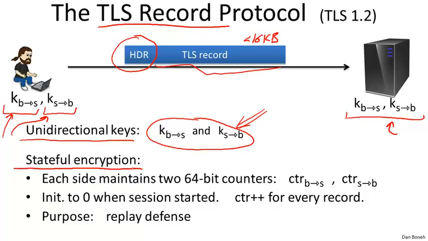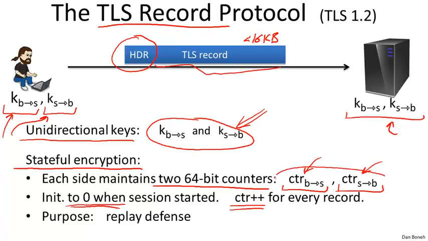In particular, the state that's of interest to us are these 64-bit counters. There are two 64-bit counters, one for traffic from browser to server, and one for traffic from the server to the browser. These counters are initialized to 0 when the session is first initialized, and they're incremented every time a record is sent. So every time the browser sends a record to the server, the browser will increment this counter. When the server receives that record, it'll increment the counter on its side. And when the server sends a record to the browser, it'll increment the second counter. And again, when the browser receives this record, it'll increment its copy of this counter.